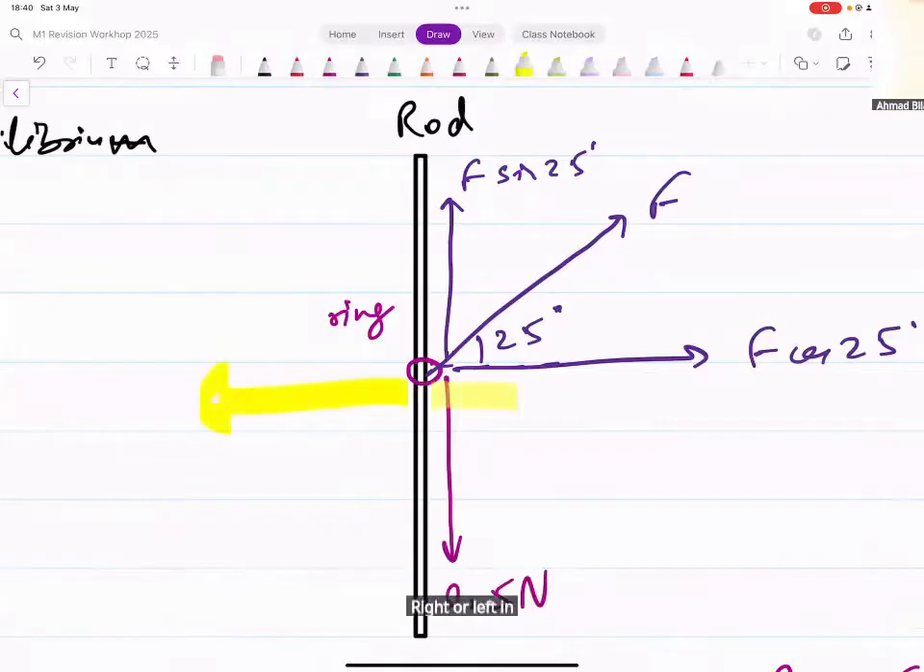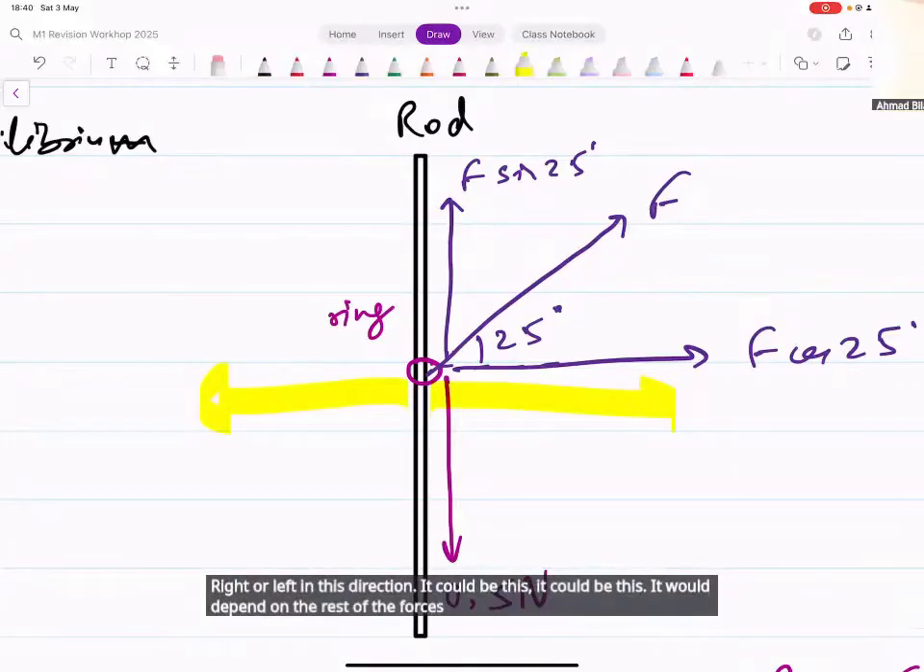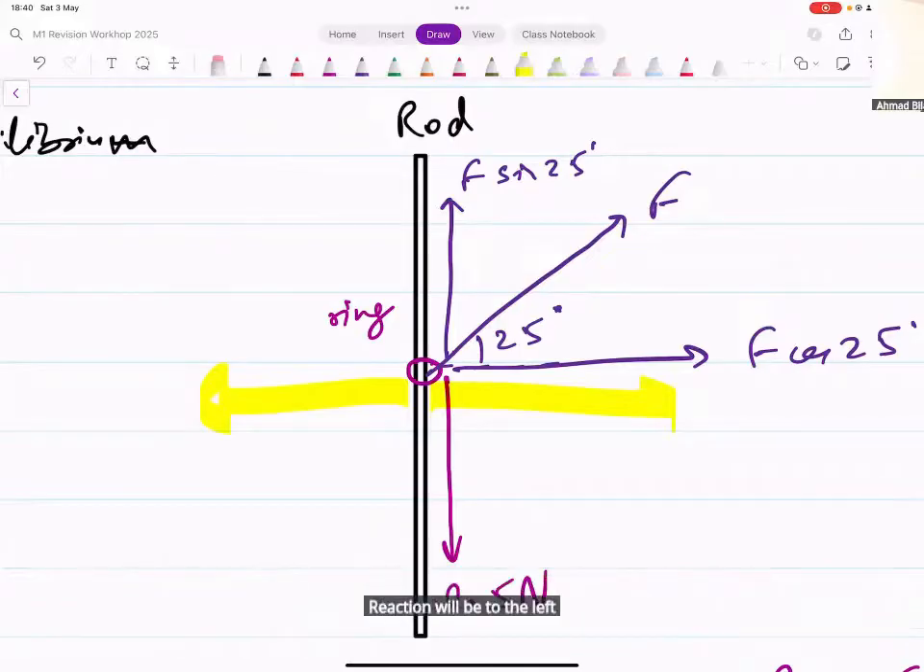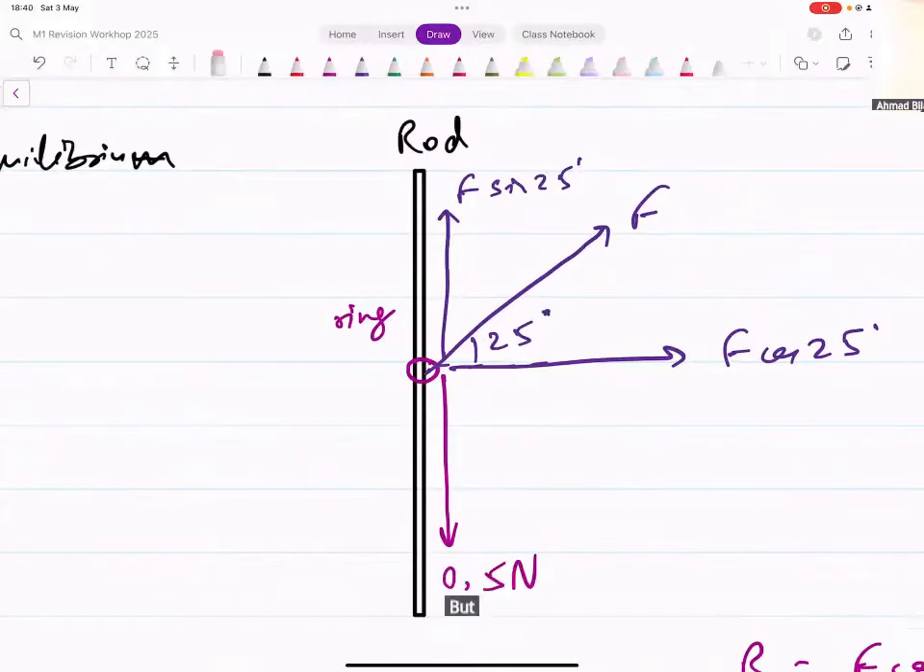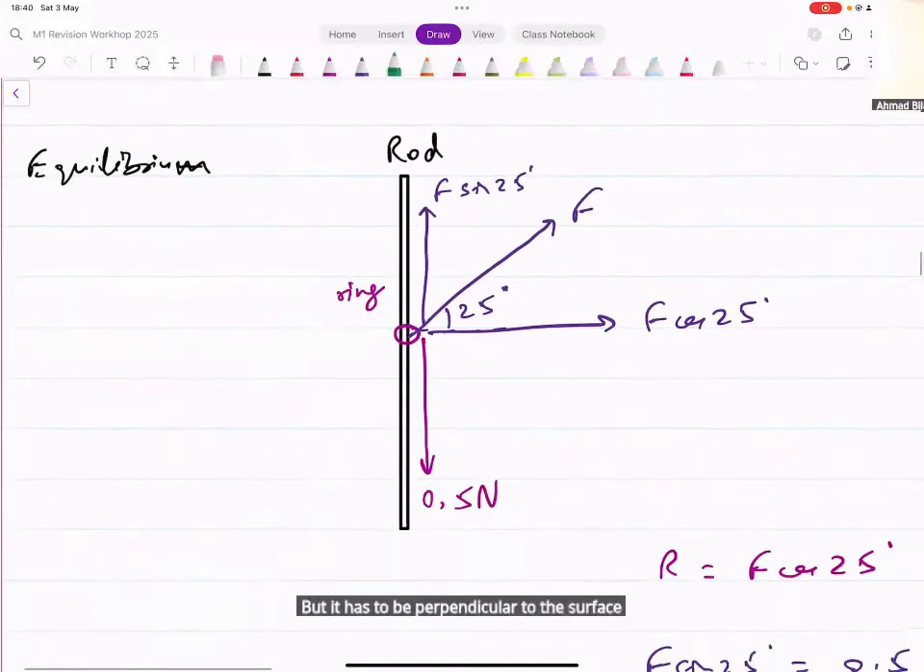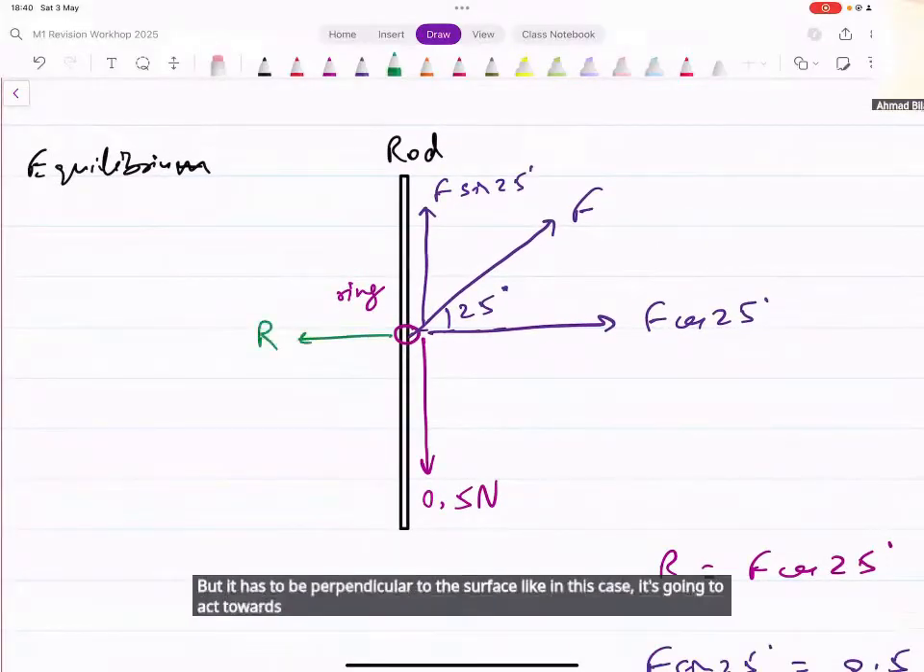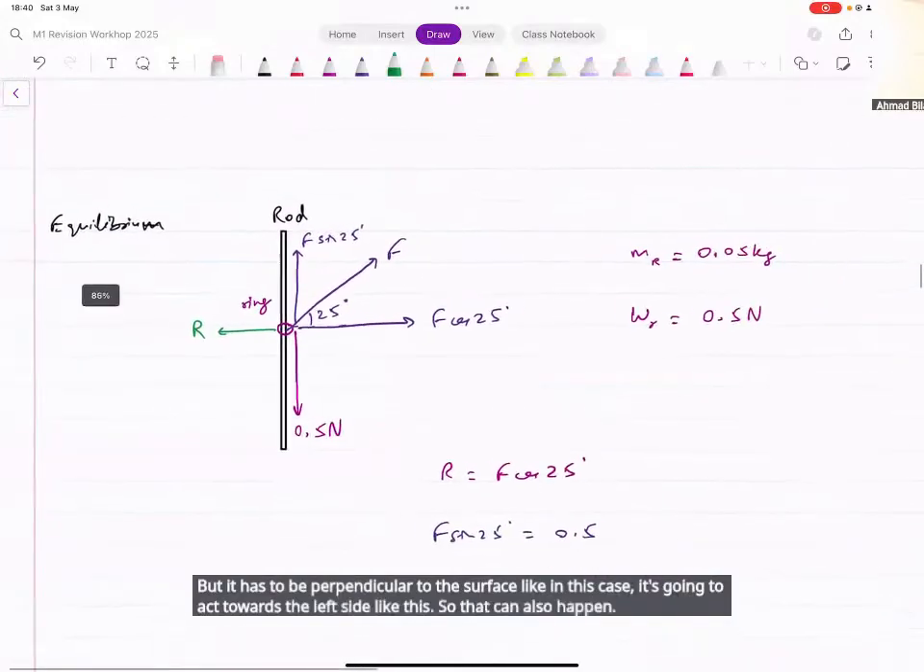It could be this, it could be this. It would depend on the rest of the forces. If you have more forces acting towards the right, reaction will be to the left to balance those forces. If you have more forces acting towards the left, reaction will be towards the right, again to balance those forces. But it has to be perpendicular to the surface. Like in this case, it's going to act towards the left side like this. So that can also happen.